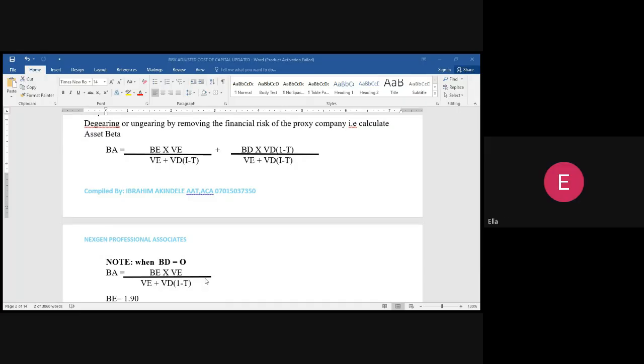So what you're trying to say is that when it is not zero, that's when we use the two together. Yes, that is when the beta debt of the proxy company is not zero. Okay, they are together, it is not separate. Okay, thank you. Welcome.